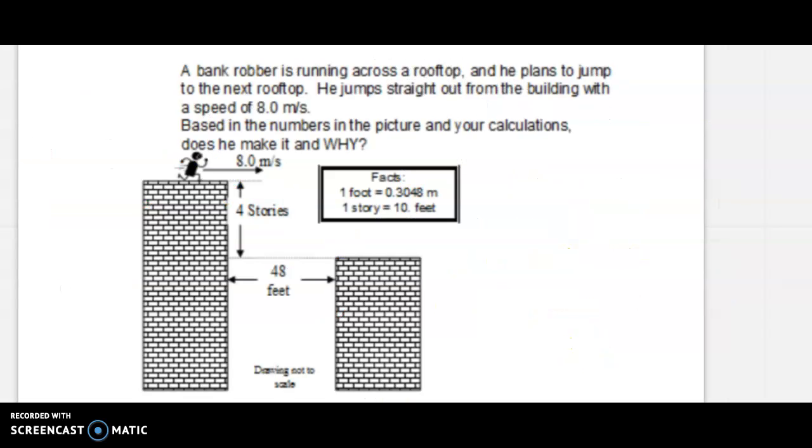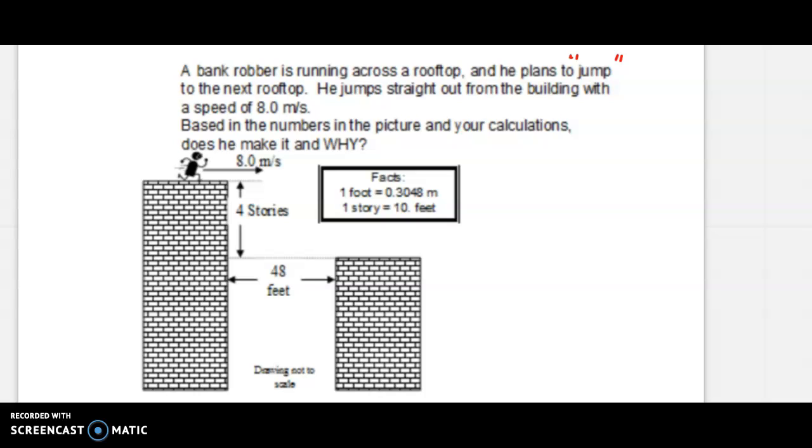Here's a neat little example. Here we have a bank robber running across a rooftop, and he plans to jump, I should probably put quotes around the jump, to the next rooftop. He jumps straight out. So he just kind of runs right off of the building, maybe even doesn't realize that there's no more building and just runs ahead. He jumps straight out from the building with a speed of 8 meters per second. Now it says, based on the numbers in the picture and your calculations, does he make it and why?